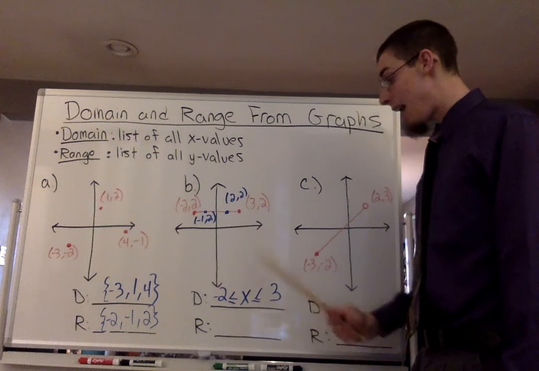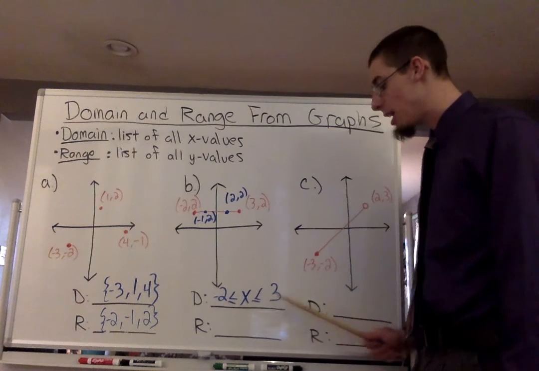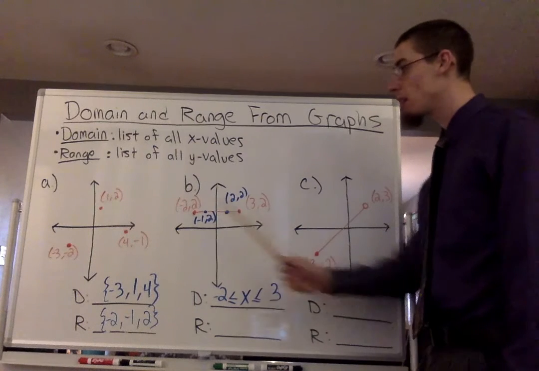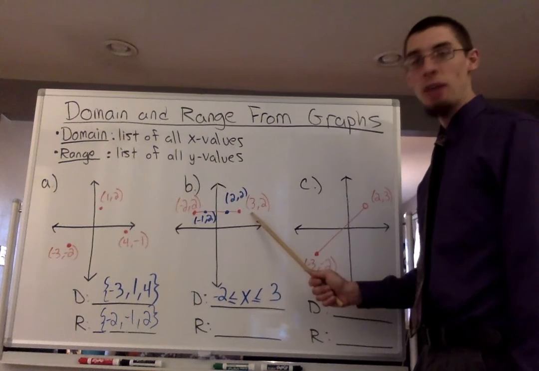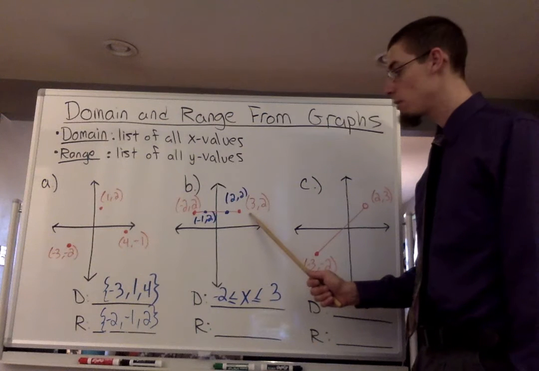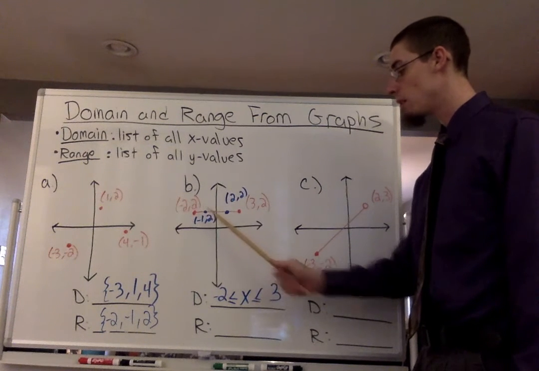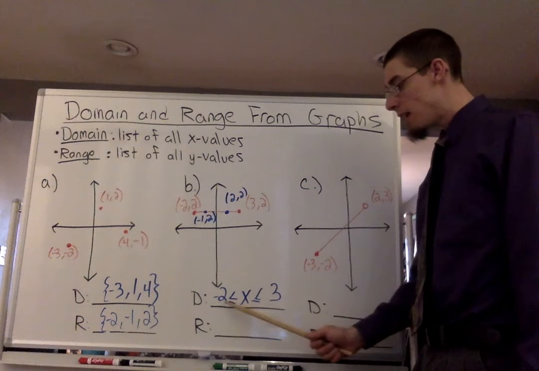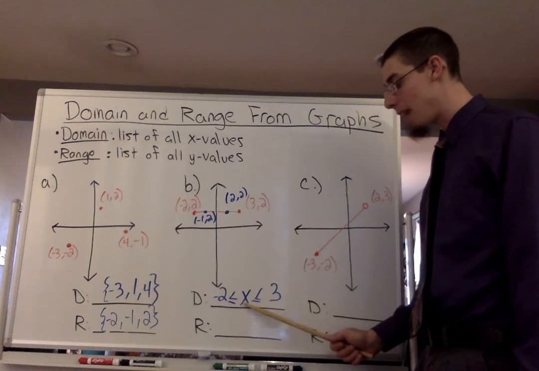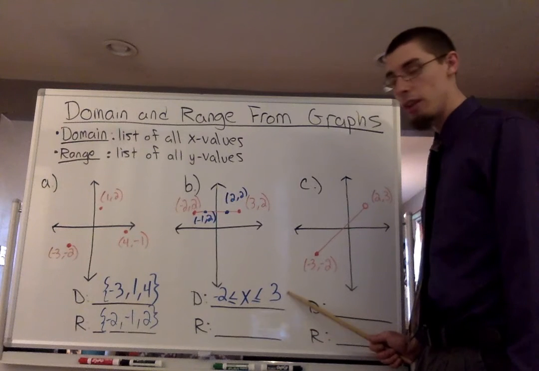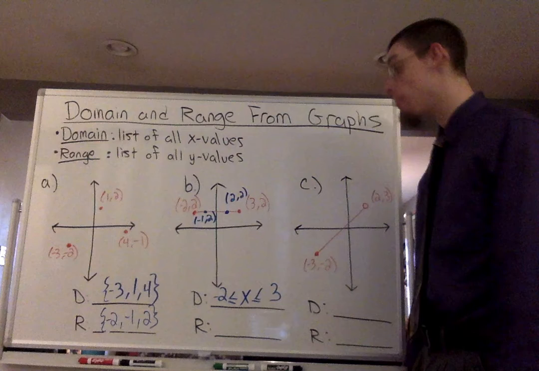Again, x is everything between negative 2 and 3. Look at the x value for the starting point. Look at the x value for the end point. Everything in between, right? What are you looking at here? Negative 2 is smaller than x, and x is smaller than 3. In other words, x is between negative 2 and 3.